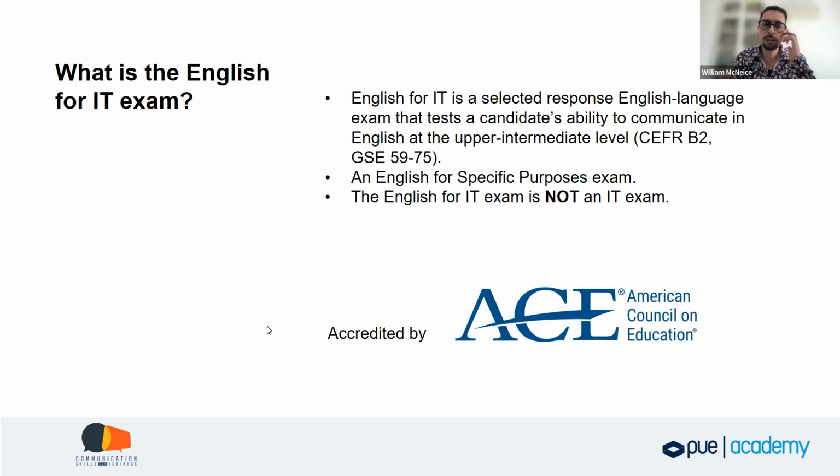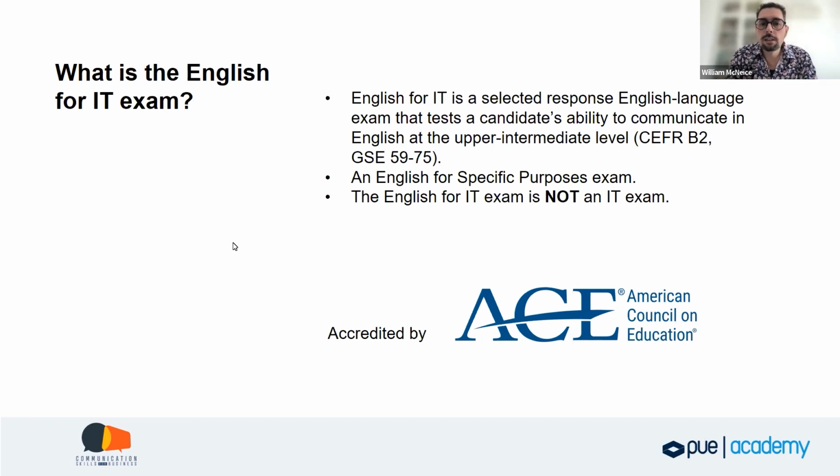And in the United States, they use the Global Scale of English devised by Pearson, and that's the range 59 to 75. So why did we choose this range? Well, our research showed that this level is the lowest level possible where a person who takes this exam, who passes it, can realistically work in an English-speaking environment. So at the lower level B1, yeah, they can speak a little bit of English, but they can't work in English. This is the lowest level where they can actually effectively work. So basically, if you pass this exam, then you're ready to work in English.